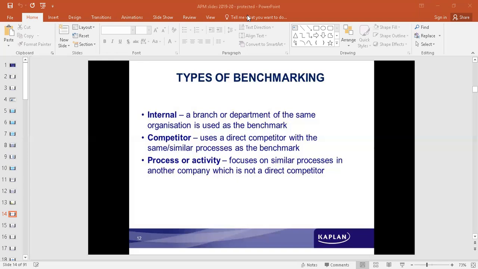So what's benchmarking? What's a benchmark? The process of measuring the performance with the help of benchmarks, that process is called benchmarking. But then what is a benchmark? Something which can be considered as a standard.